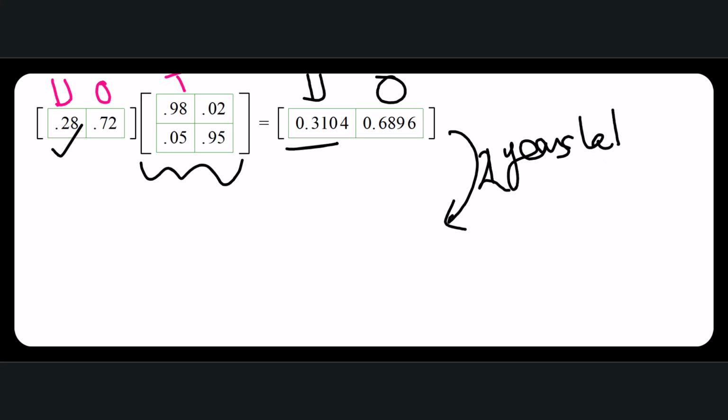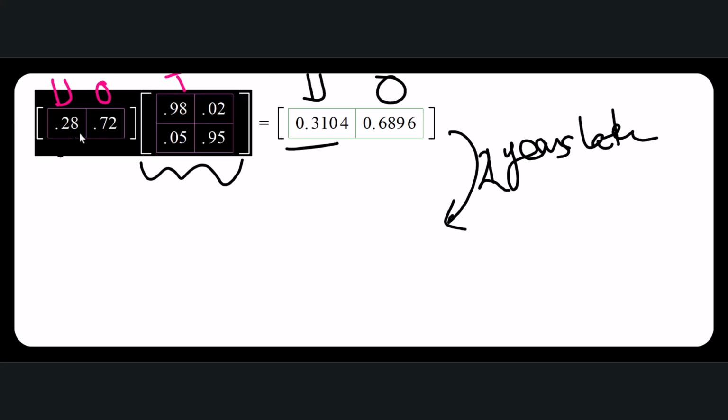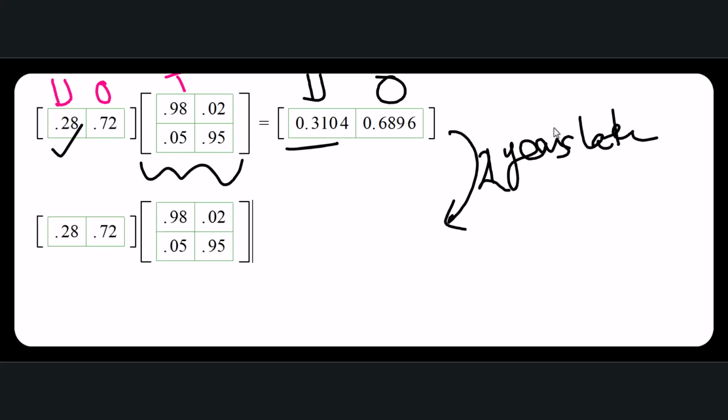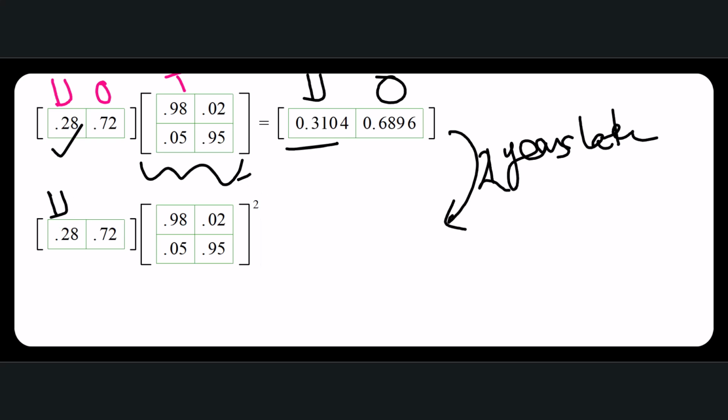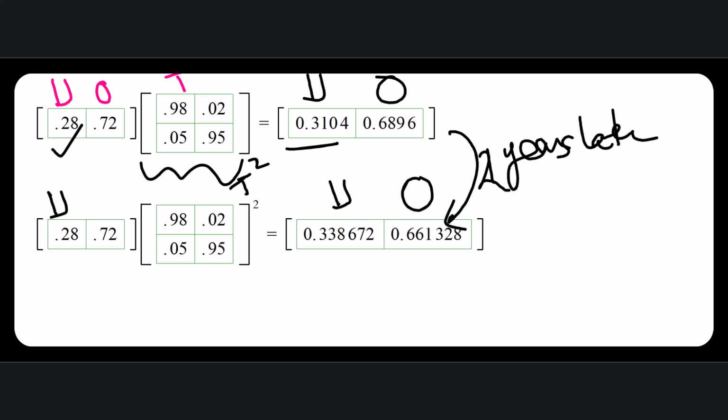Now we have to do the same thing 2 years later. All we have to do is take this matrix and bring it down here. Two years from now, we just multiply by the second power. This is the share of U right here, and this is the transition matrix squared for the 2 stages from now. When we multiply them together, the share of U goes up to about 34%, and O is 66%.